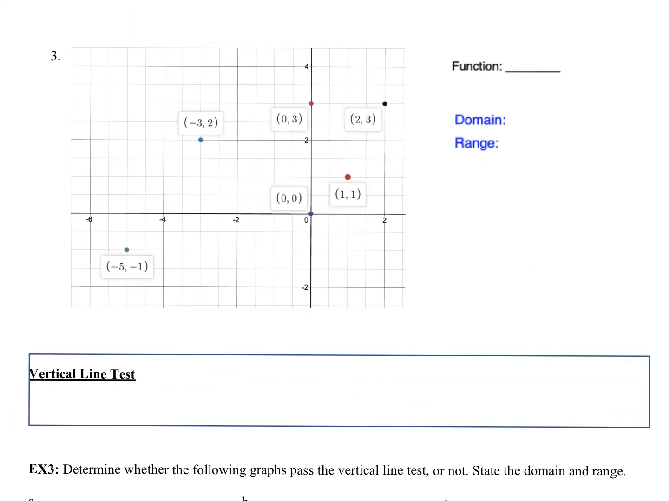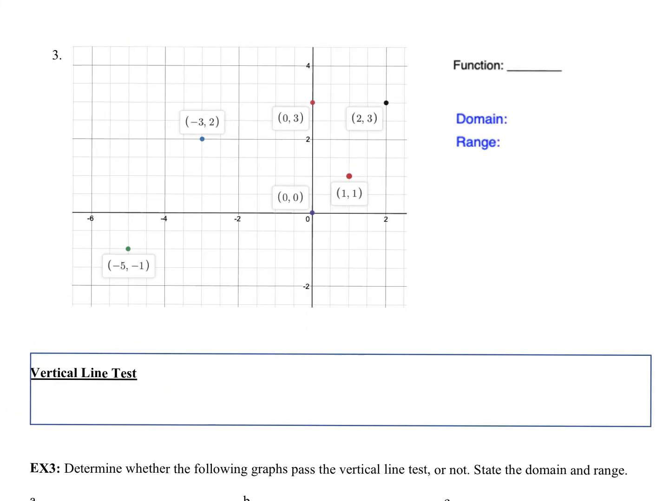Now let's take a look at example 3. Ooh, this is given in the graph format. So notice we're not talking about the connecting of all of these lines. We're not looking at that. We're looking at each of these specific points. So how many are there? 1, 2, 3, 4, 5, 6 points.